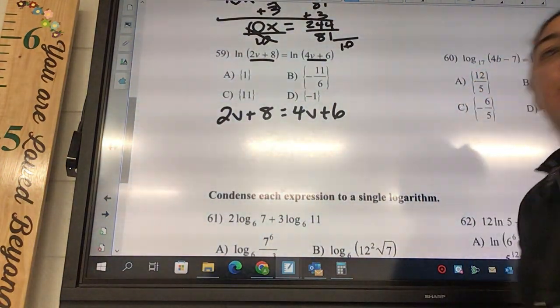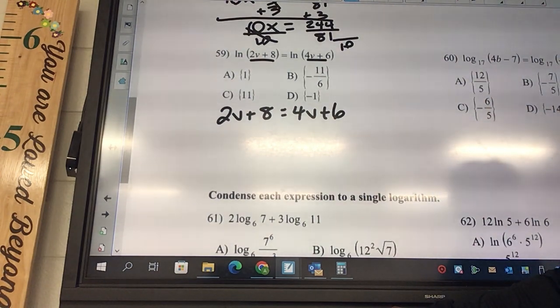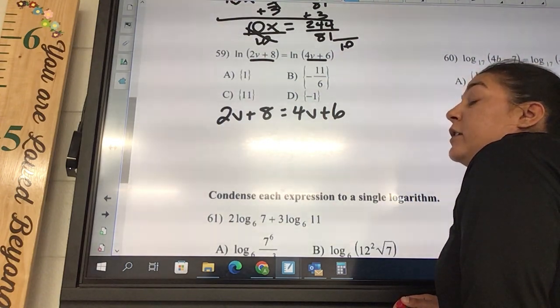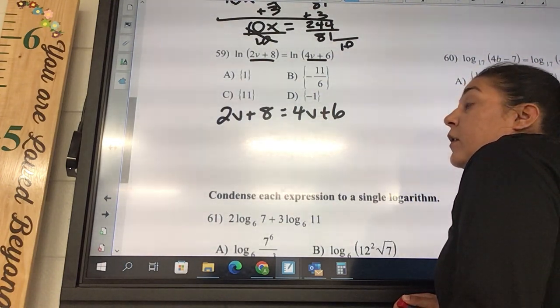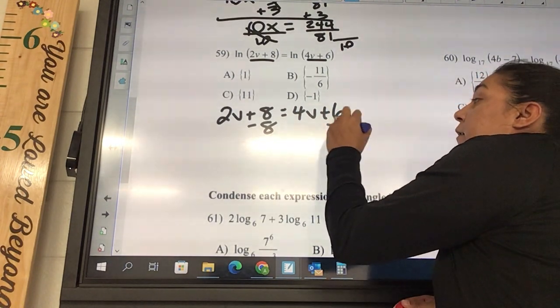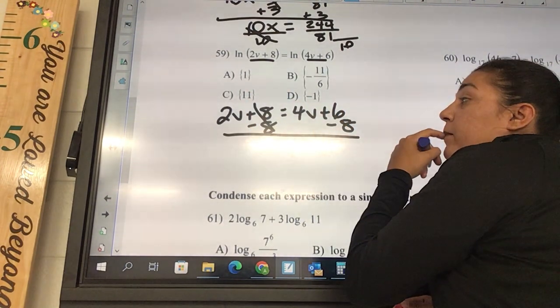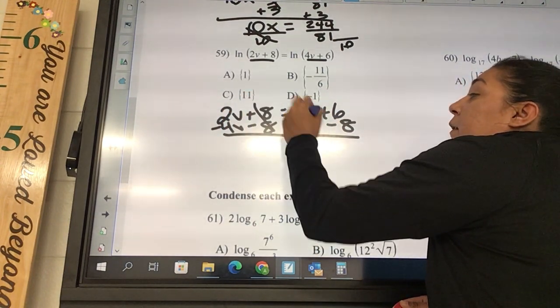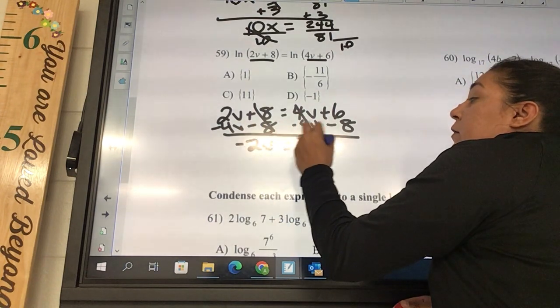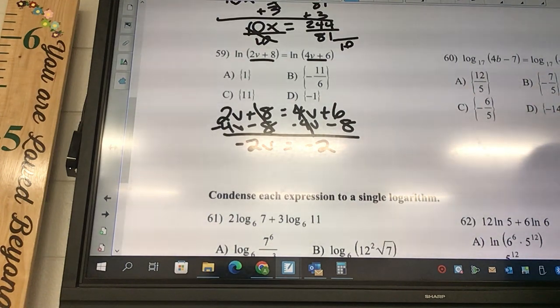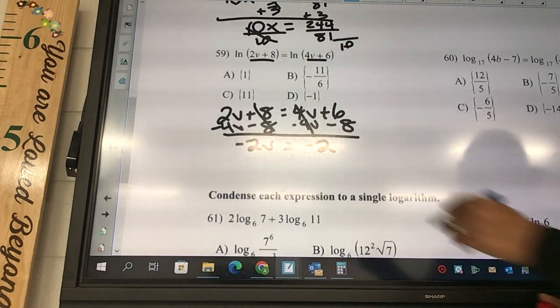Okay, what needs moved? The 8 needs moved, and where do we put that under? Like, the plus the 6. The 6? And what else needs moved? The 4. Negative 4, negative 4. Negative 2b equals negative 2. And then what? You got divide. Divide by negative 2. What is negative 2 divided by negative 2? Positive 1.